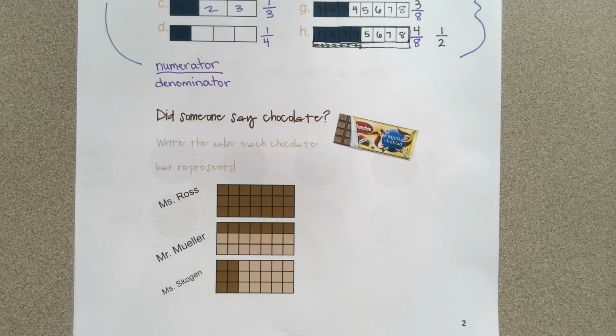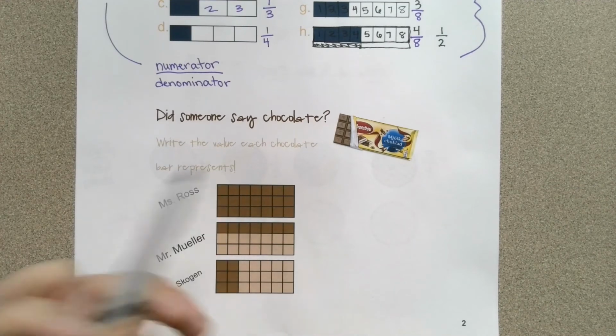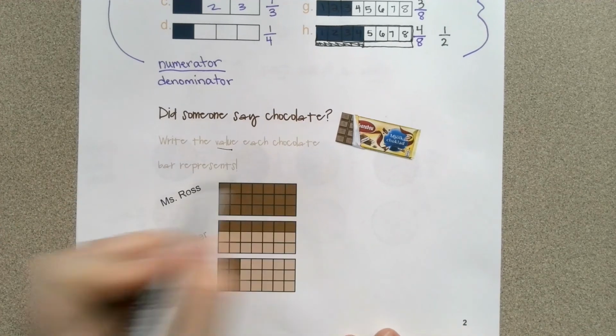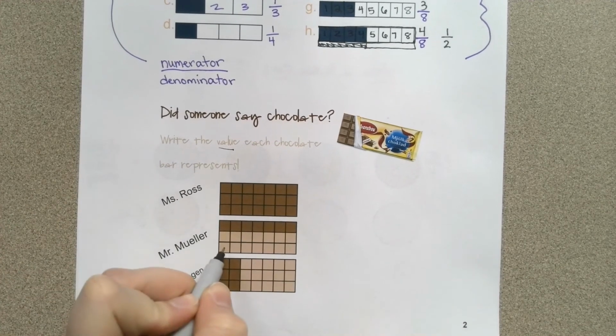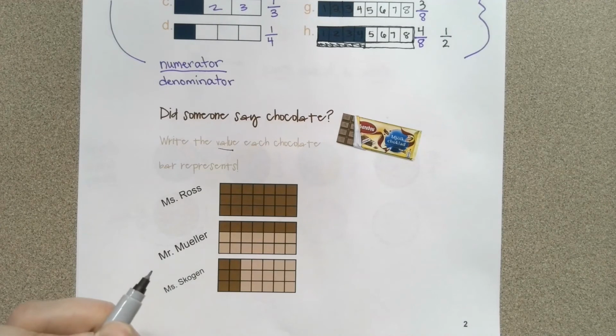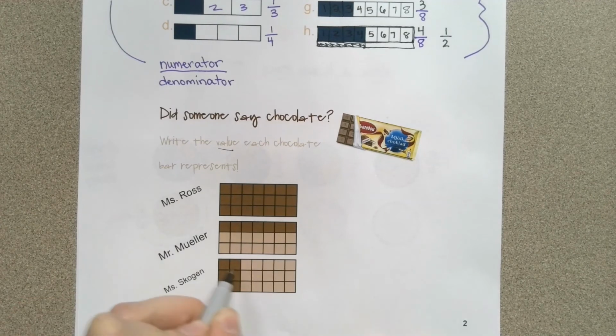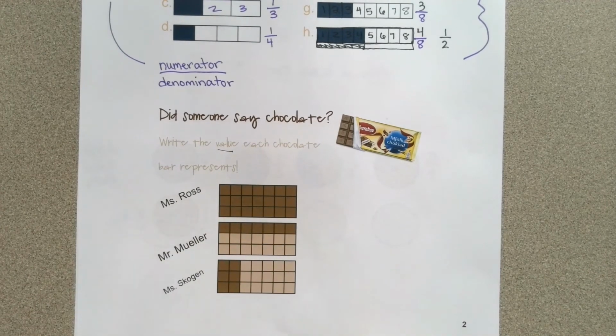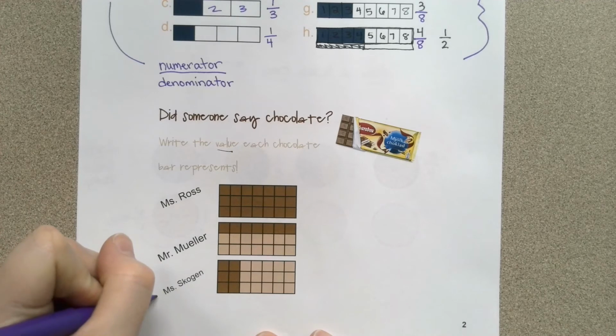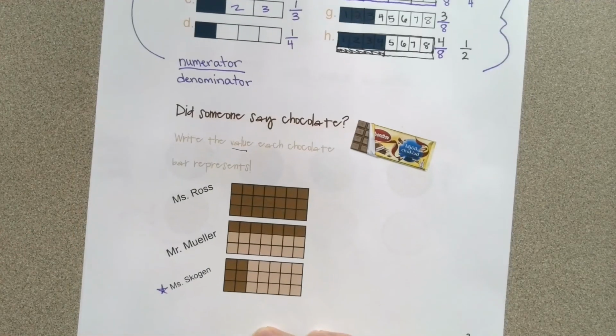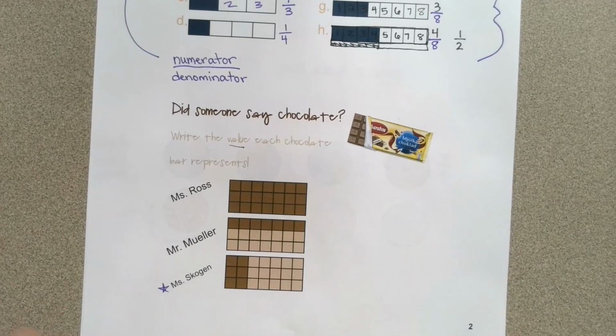But we all would rather talk about chocolate. We're going to write the value that each chocolate bar represents. This light shaded area, that chocolate's already been eaten. The dark shaded chocolate, that's still there. This is going to be milk chocolate, because milk chocolate is the best. That's Miss Gogan's favorite chocolate, milk chocolate.